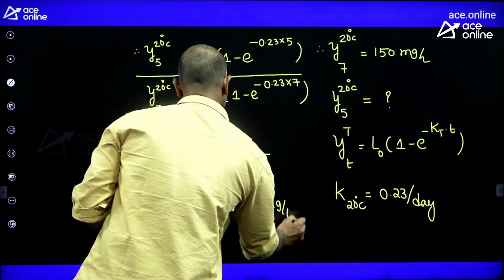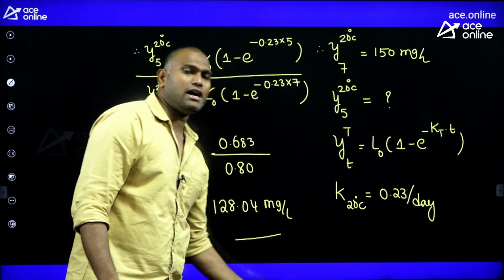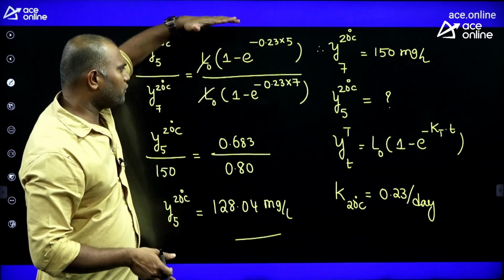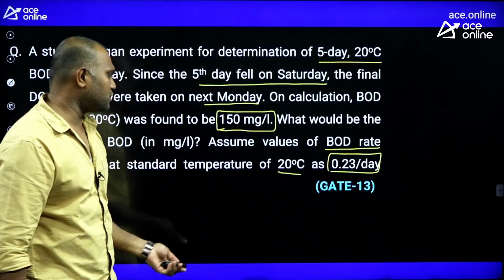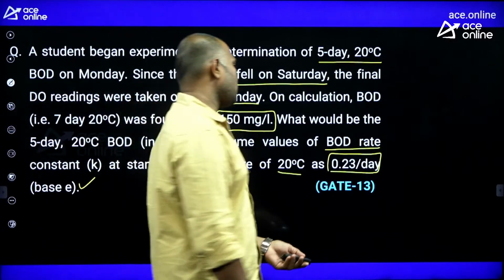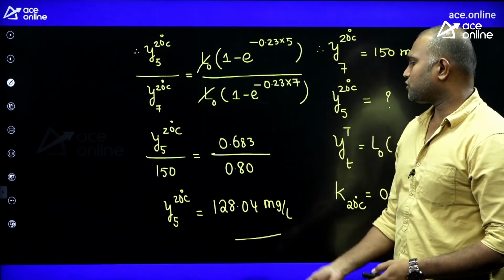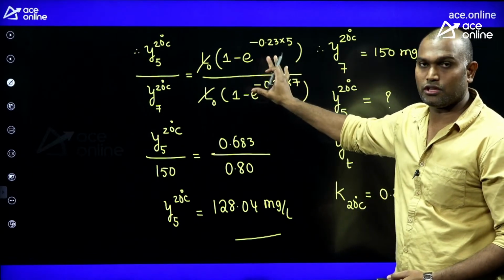128.04 mg per liter. So whenever they give one form of BOD and they ask for another form of BOD at some other days, then you simply go with the ratio, and you are going to get the answer. The answer is 128.04. So it was a GATE 2013 question. Now hope you understood. The answer is going to be 128.04. So this is the way that you need to solve this question.